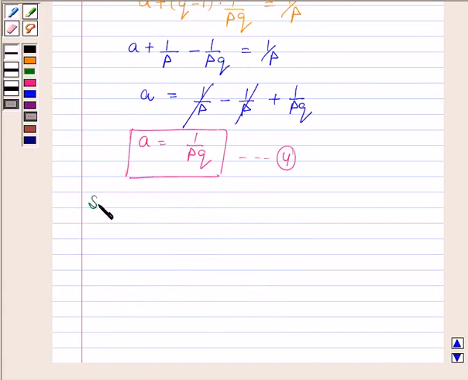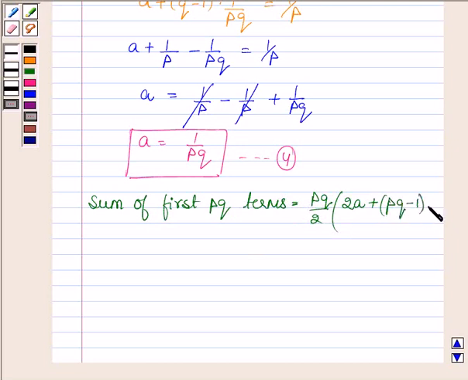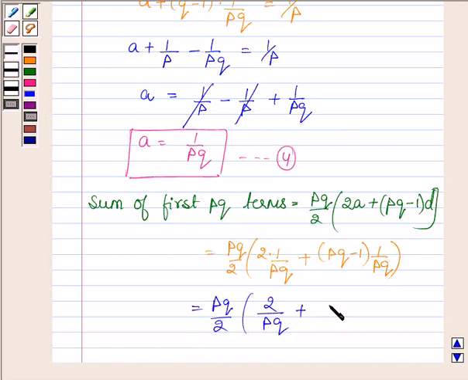Now let us find the sum of first PQ terms. This will be equal to PQ upon 2 into 2 into A plus PQ minus 1 into D. Now substituting the values, we have PQ upon 2 into 2 into A, where A is 1 upon PQ from equation number 4, plus PQ minus 1 into D, where D is again 1 upon PQ, and this is from equation number 3. So this is equal to PQ upon 2 into 2 upon PQ plus 1 minus 1 upon PQ.